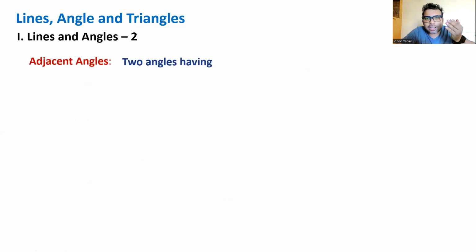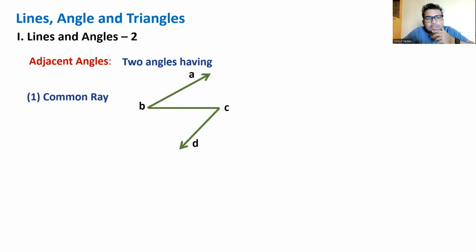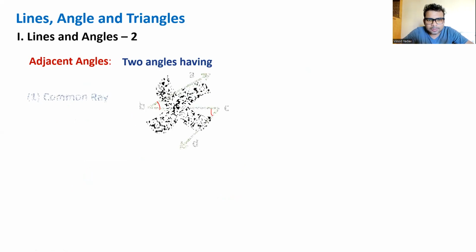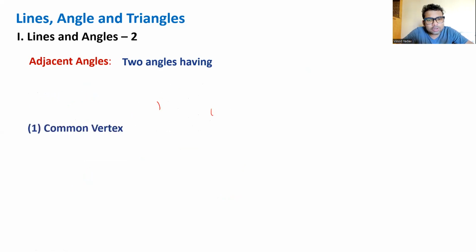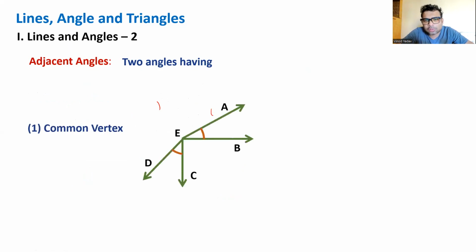Next part, adjacent angles. When I say adjacent angles, what do I mean? You might feel angles having a common ray. Are these two adjacent angles, even though they have a common ray? No, right? Then what about the next point? Next thought, common vertex. You might feel the angles should have a common vertex. Check this out. E is the common vertex, but still these two angles are not adjacent.